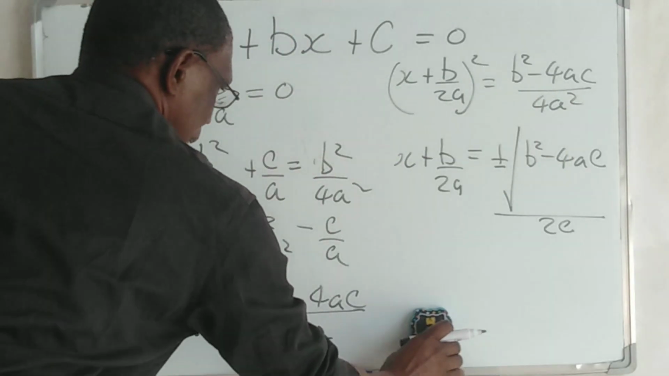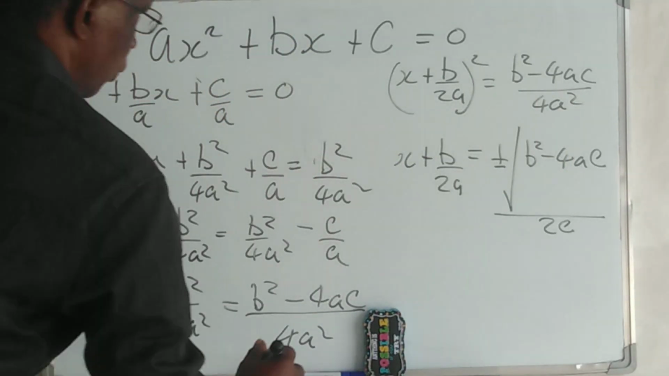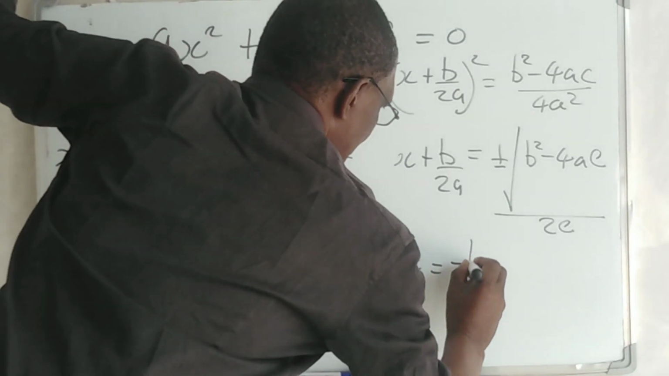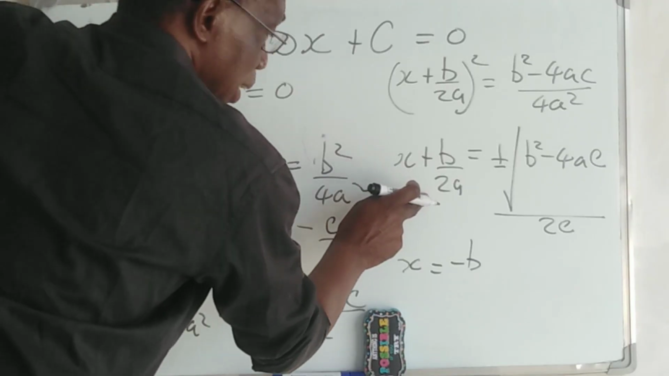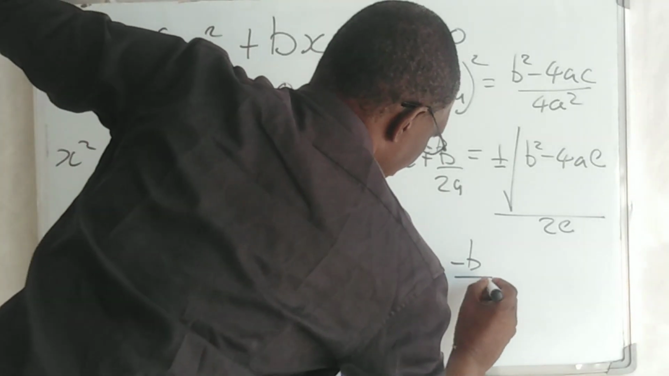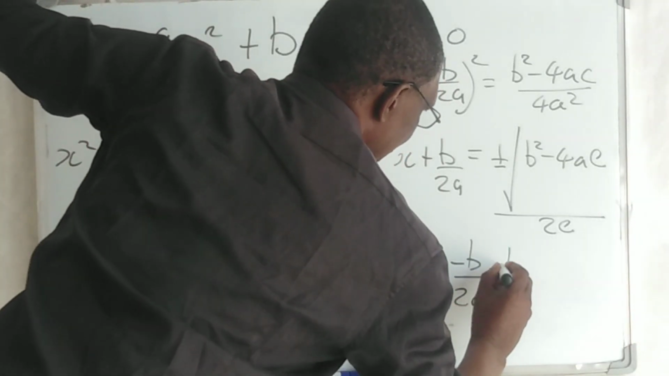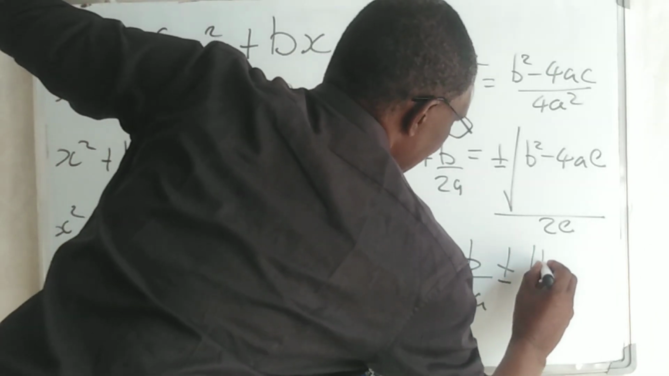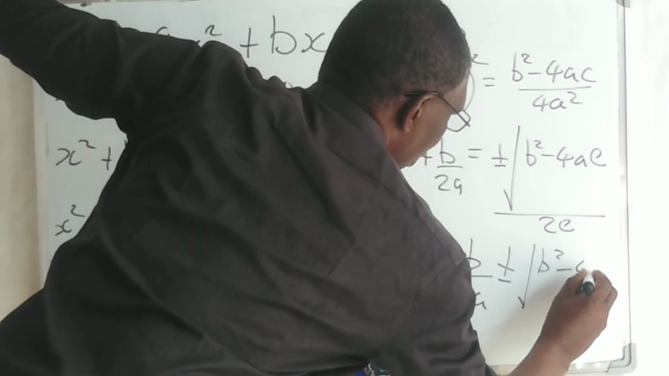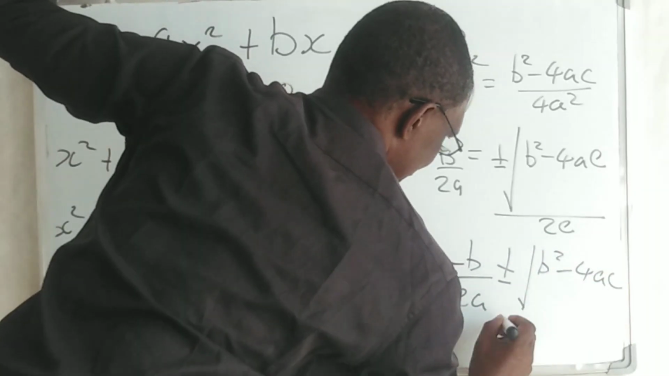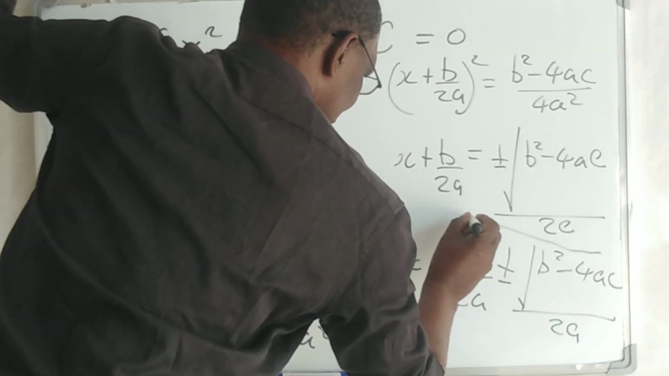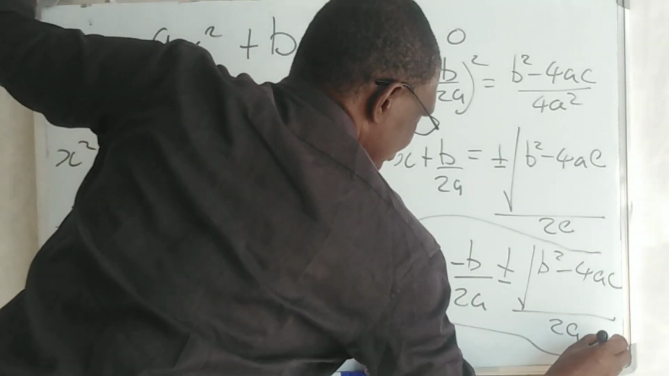Now, let's leave the x on one side. We will get x is equal to minus b, remember this becomes negative when it crosses, over 2a plus or minus the square root of b squared minus 4ac, all this over 2a. This is the quadratic formula.